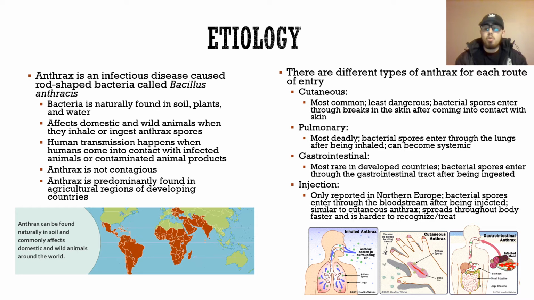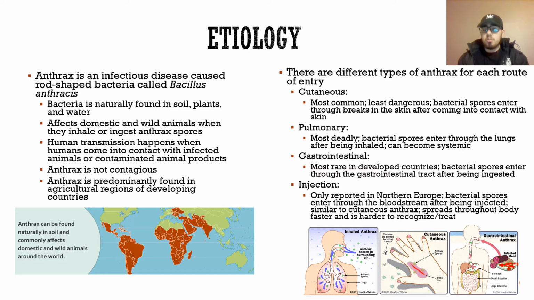Gastrointestinal is the more rare version. It's usually only in developing countries. You don't really see it in developed countries like the United States. This is when the spores enter the gastrointestinal tract, or GI tract, after being ingested. This is usually encountered when someone eats contaminated, undercooked meat from any type of livestock or wild animal.